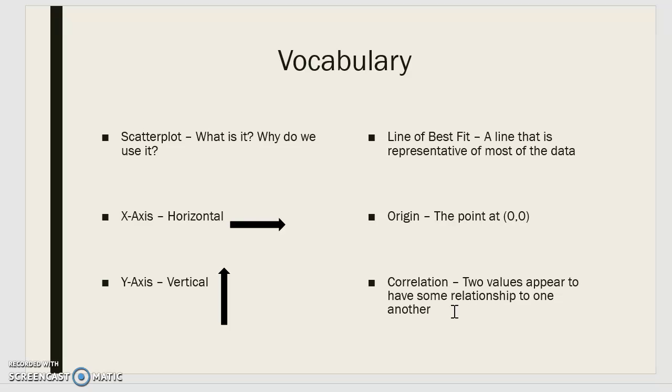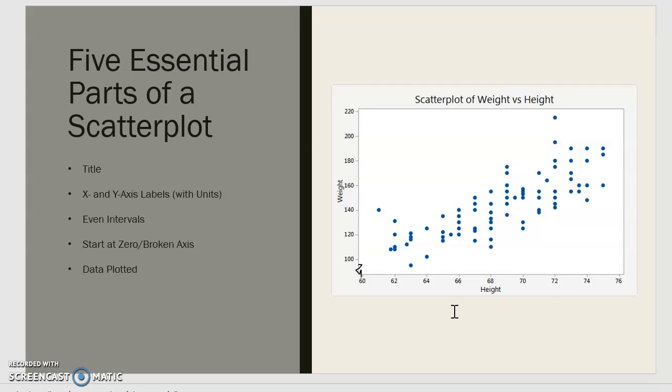All right, moving on from vocab, let's talk about the 5 essential parts of a scatterplot. So right over here on the right-hand side of your screen, I have just an example of a scatterplot. I pulled it off the internet, if we're being honest, and then added some things for myself there.